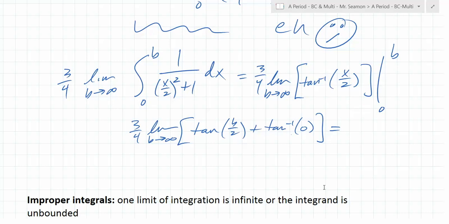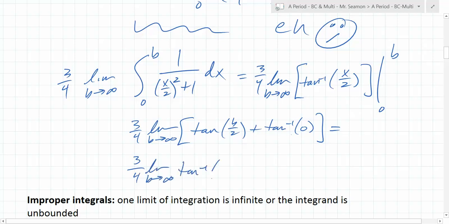Right. So the real question is, what happens? If that's 0, you have 3/4 the limit as b goes to infinity of tan inverse of b over 2. Do you remember? This is the key. Do you remember what tan inverse looks like? Use your hand. What's it look like? It's a sideways, looks like cube root, right? So as this gets huge, as b goes to infinity, what does this get infinitely close to?